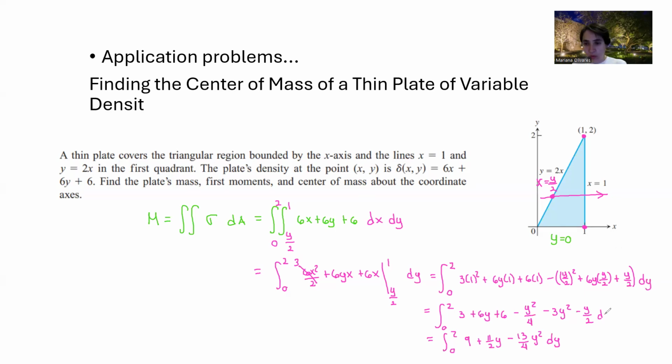You have to be careful to not make mistakes like this one. So we're getting 9y plus 11 halves of y squared divided by 2. And from here, a minus 13y cubic divided by 3 and the 4. And we need to evaluate from 0 to 2. And this has to give us a result of, okay, correct, 14. And with that, we're done with the mass of the plate, okay?